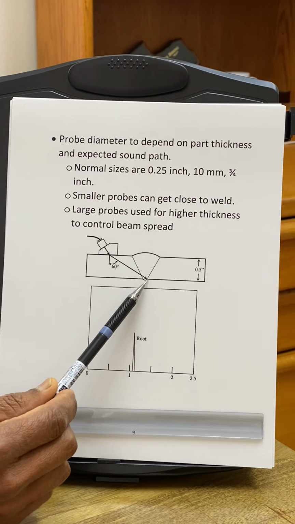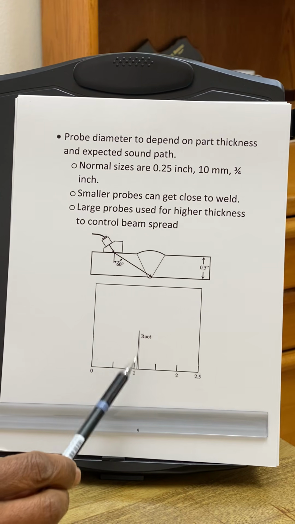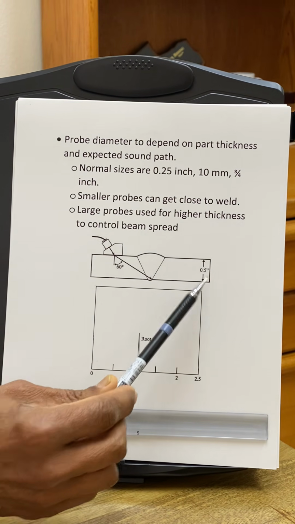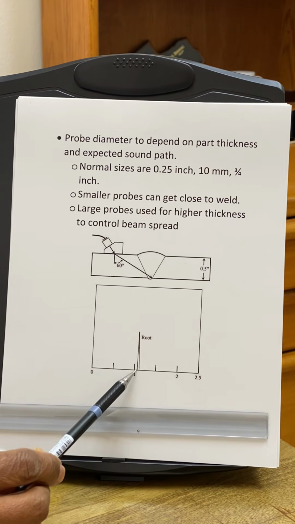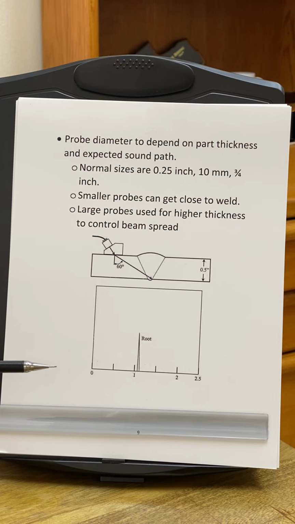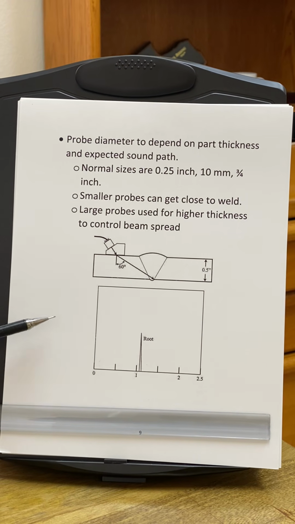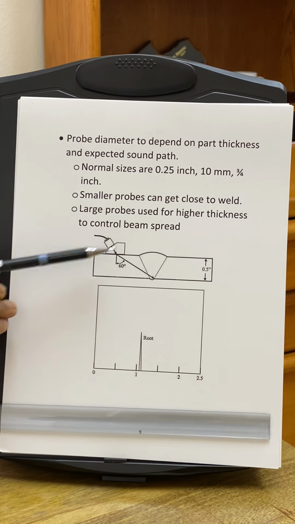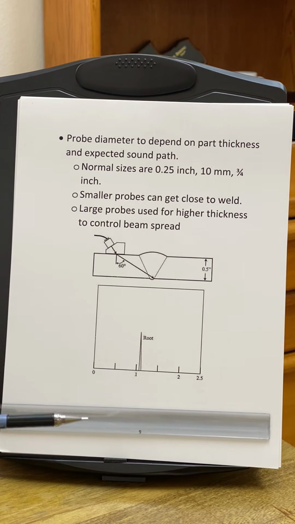The sound path is going to be double of half-inch, and it will be slightly more than 1 inch, because double of half-inch is 1 inch, and the root is a little bit deeper, so it will be a little bit more. So what I'm trying to explain in this slide is that this 60-degree angle works very well for half-inch to 1 inch.